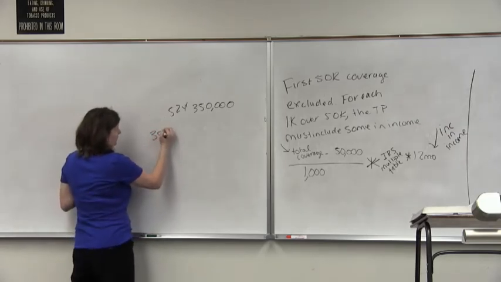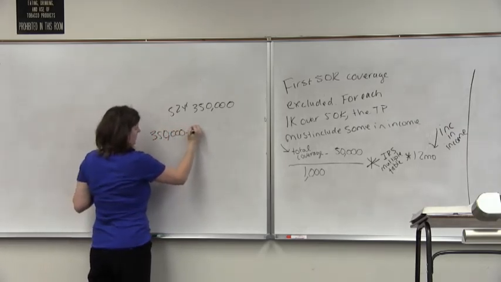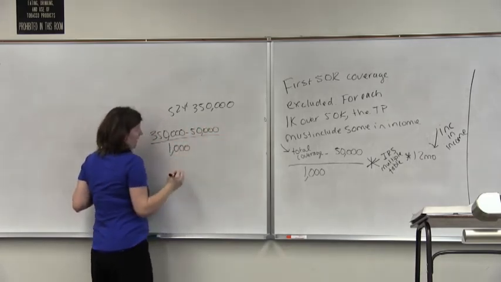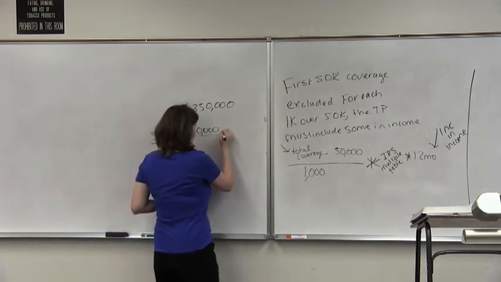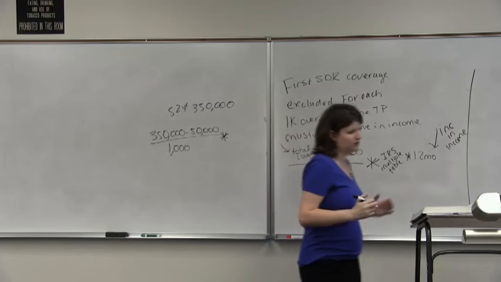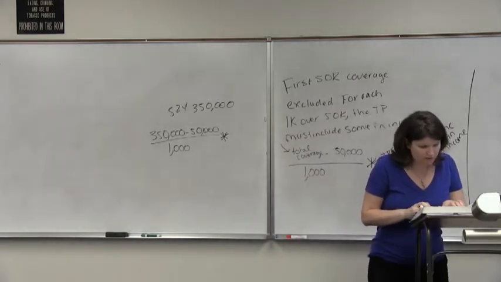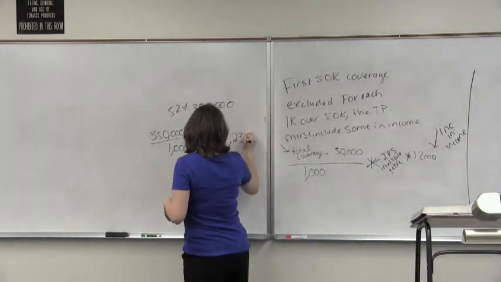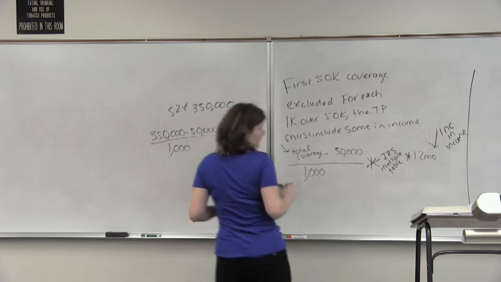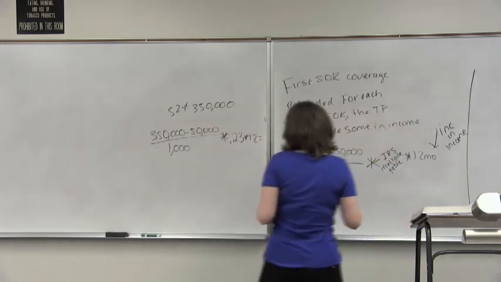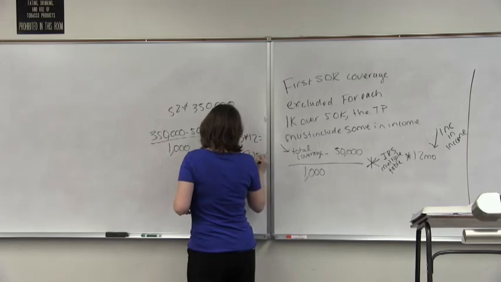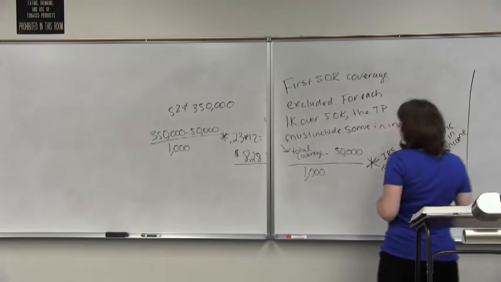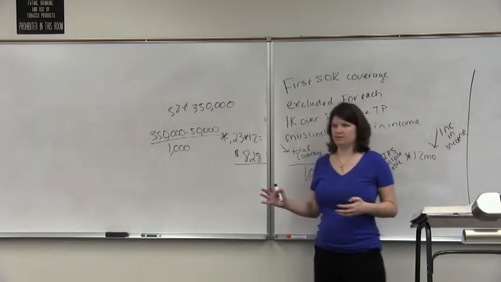So his salary is $350,000 minus the $50,000 exclusion over 1,000, times the IRS multiple. He's 52 years old. So if you look in this chart, the multiple you have to use is 0.23 times 12, 12 months, which equals $828. So he is going to include $828 a year in income for this policy.